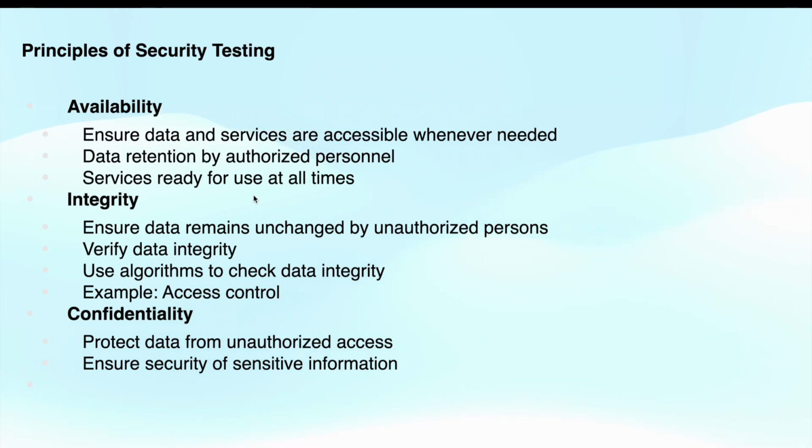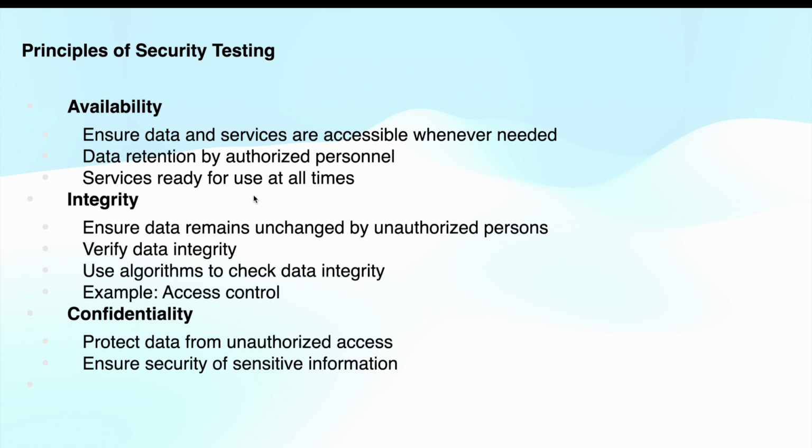Integrity ensures that data remains unchanged by unauthorized persons. Its primary objective is to enable the receiver to verify the data provided by the system. Integrity systems often use similar fundamental approaches as confidentiality systems, but they typically involve the use of algorithms to check data integrity rather than encrypting all communication. This helps verify that the correct data is transmitted from one application to another.